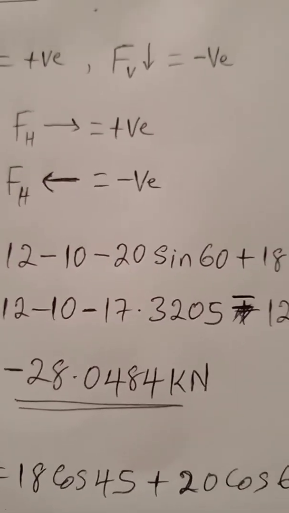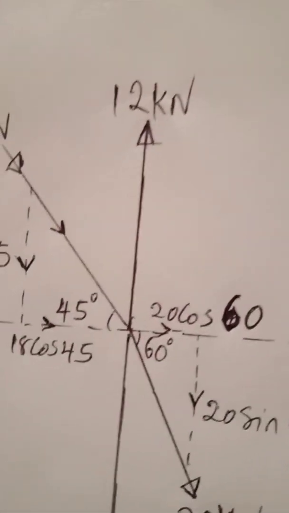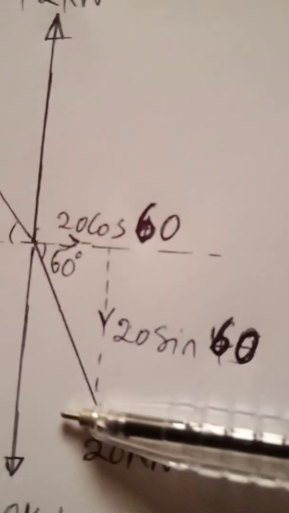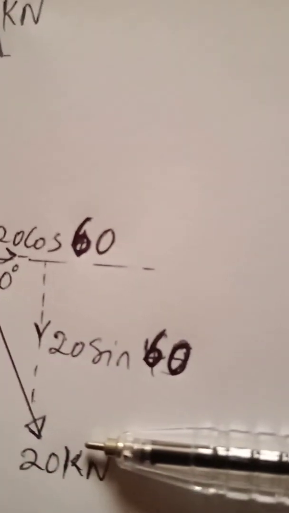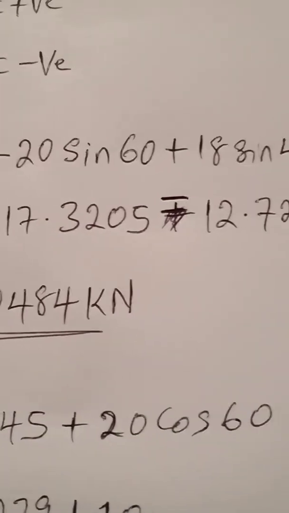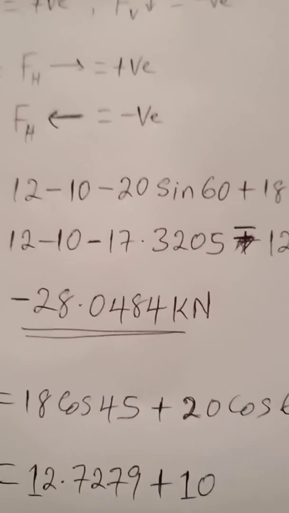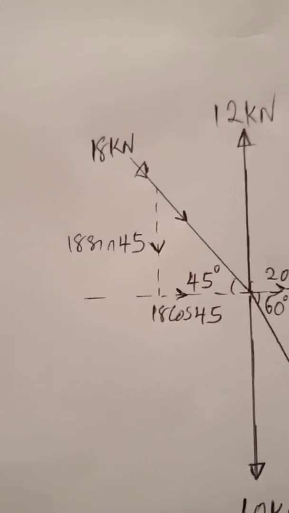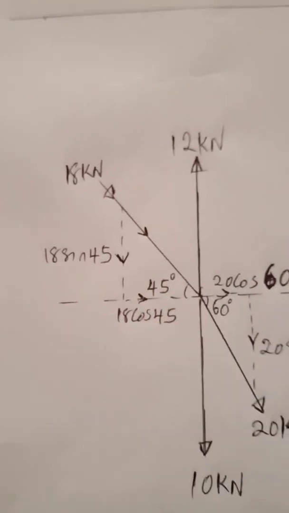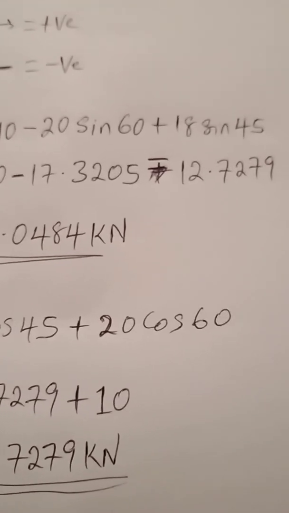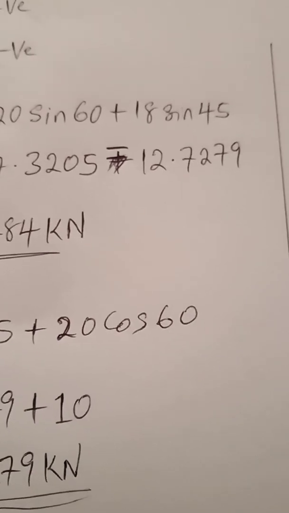Then we go to our 20 kilonewton. This is our 20. We obtain it from this 20 kilonewton. The opposite side of it is vertical, which is 20 sine 60 degrees. Since it is downward, we have minus 20 sine 60 degrees. Then the next one is the 18 kilonewton. You can see the 18 kilonewton here is also pointing downward, which is the reason why we have it to be negative.